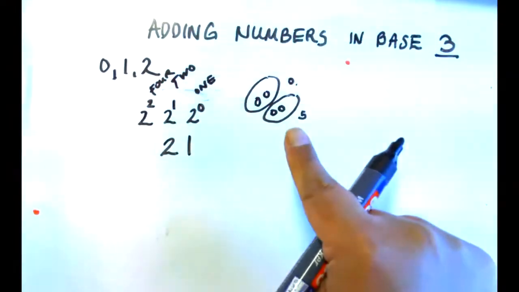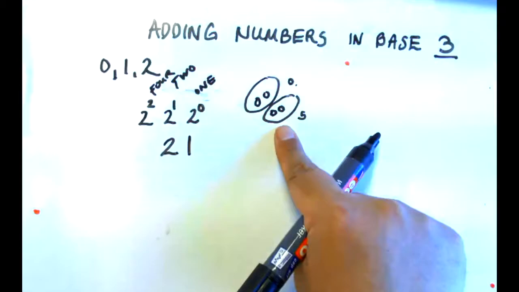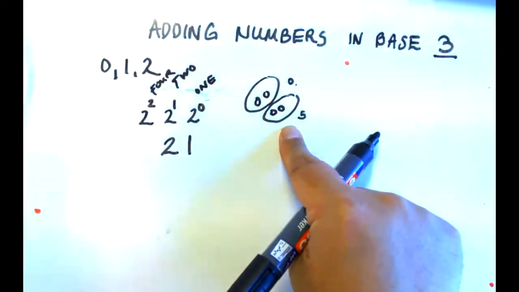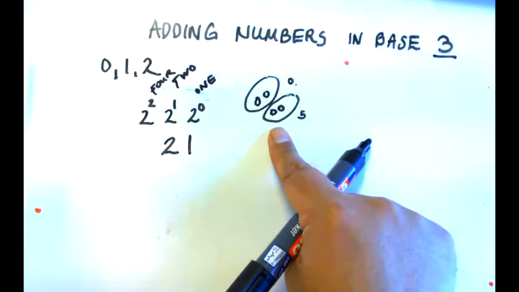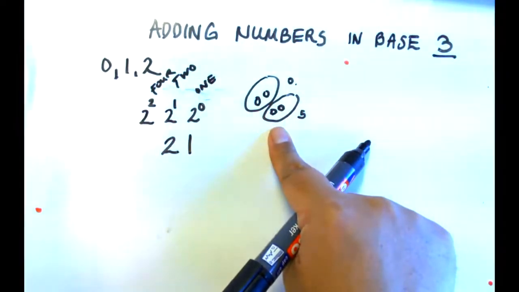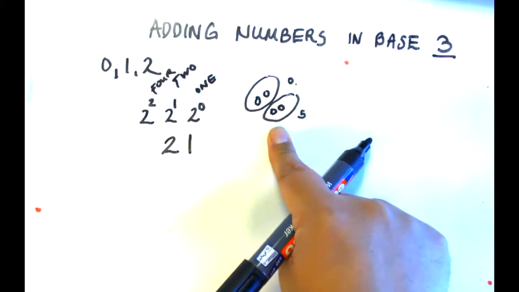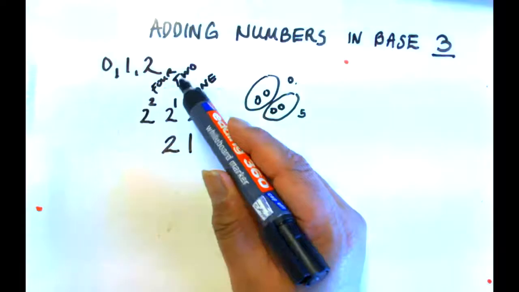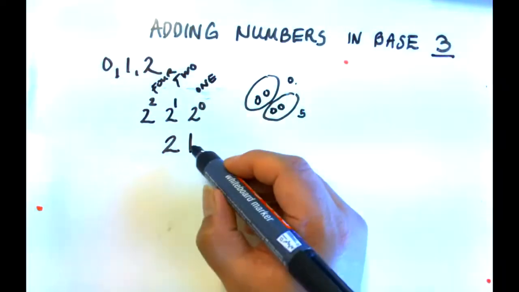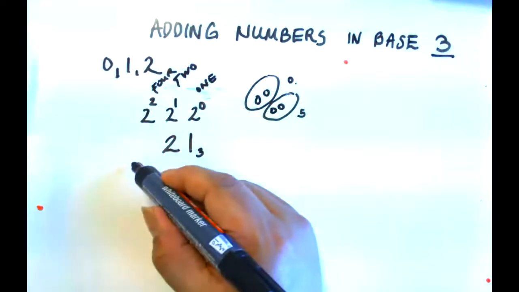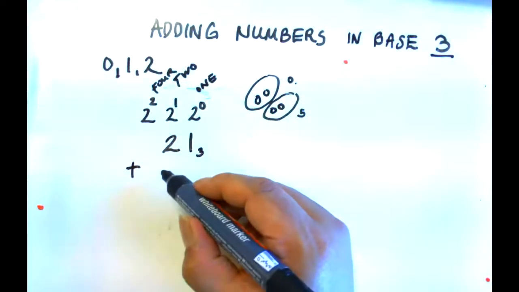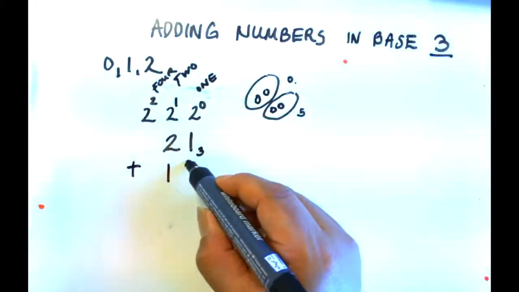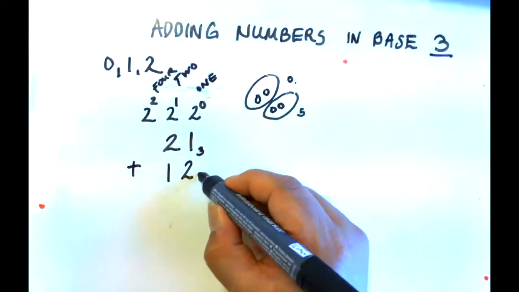Now, if you want to learn more about this kind of thing, I've given a few videos on this extensively in the past, so just check my past videos. It will help you understand. But anyway, we'll come back to this. 2 groups of 2 and 1 in base 3, add 1 group of 2 and 2 ones in base 3.